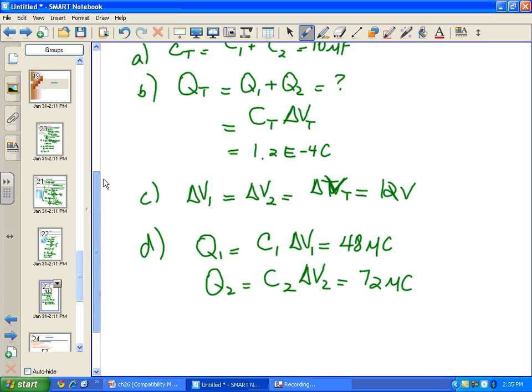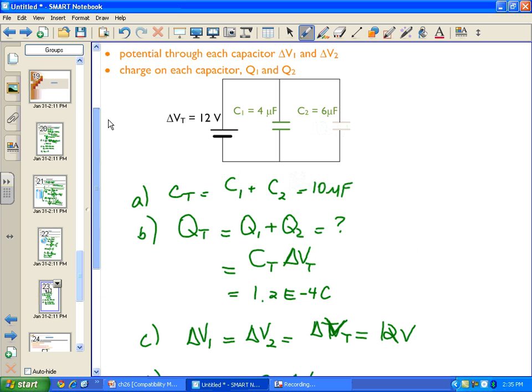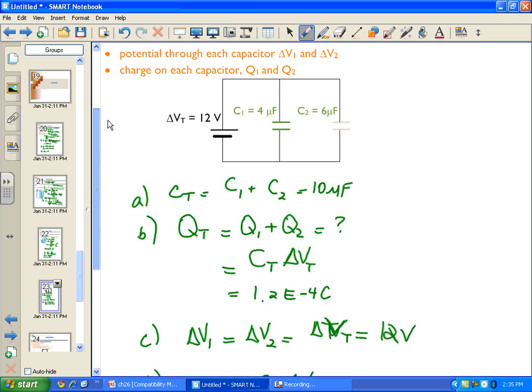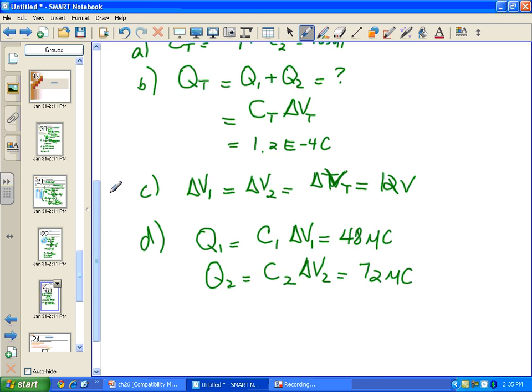Remember when we said that Q total was the sum of Q1 plus Q2, and our Q total was 1.2 e to the minus 4 coulombs? Let's see. If we took 48 microcoulombs and we added it to 72 microcoulombs, would we get 1.2 e to the minus 4? Check it out. We should get the same number.